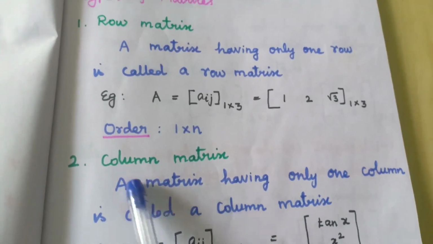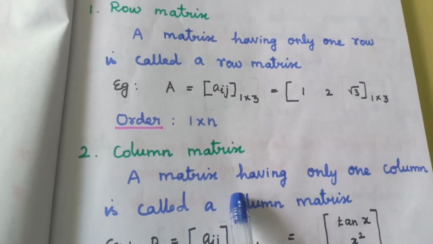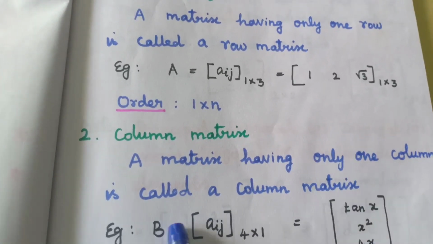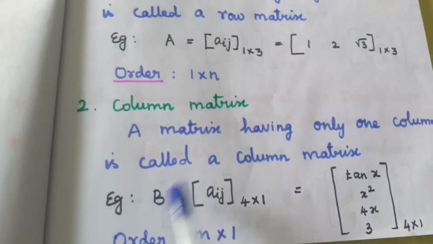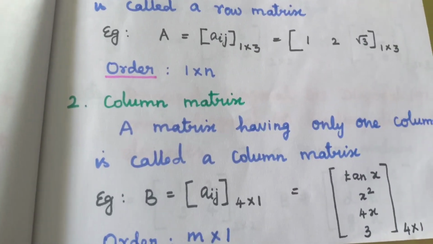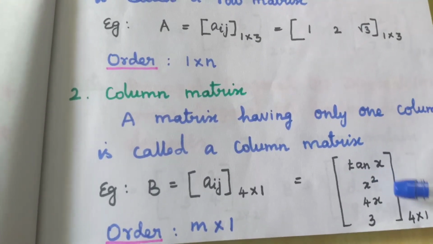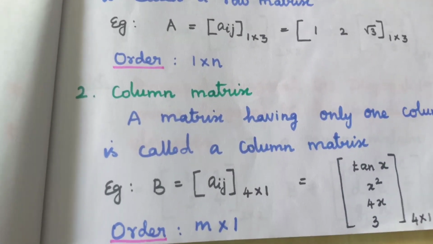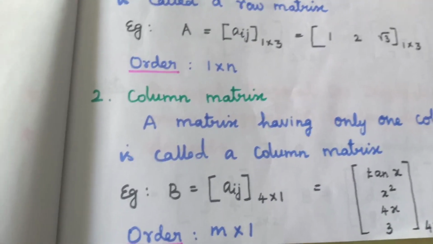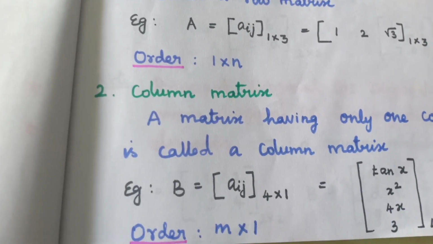Second one, column matrix. A matrix having only one column is called a column matrix. Example, the matrix B is equal to, so it has only one column, tan x, x squared, 4x, 3. So the order of the matrix is 4 by 1. In general, the order of a column matrix is m by 1.